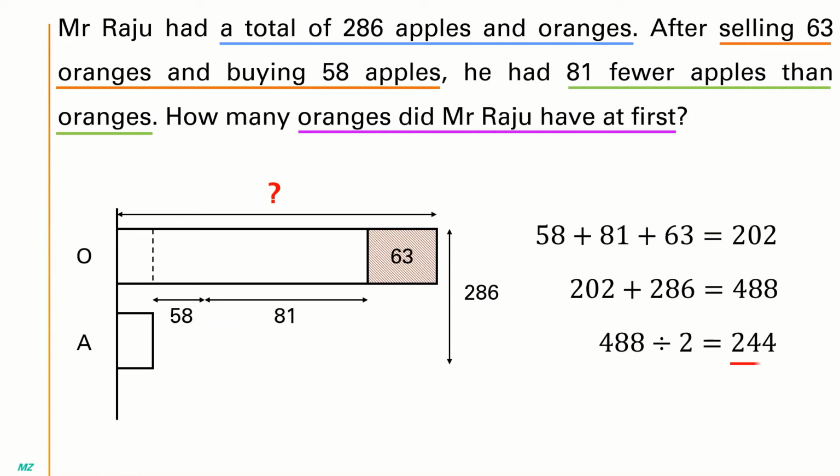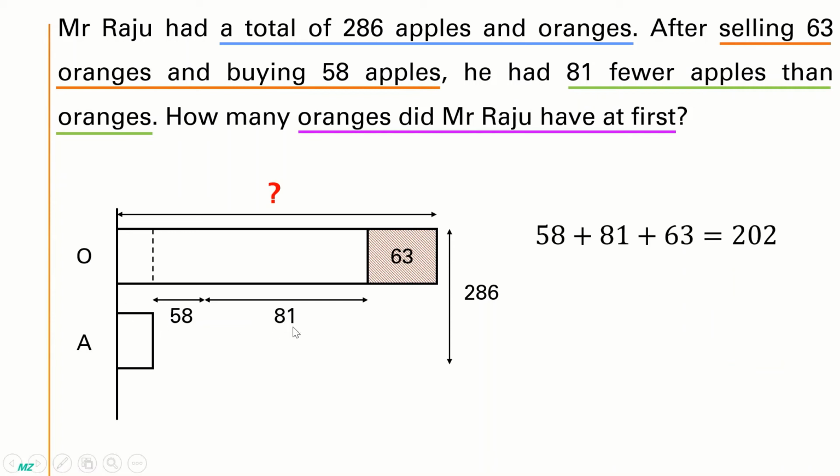Another method is we can take 58 plus 81 plus 63 to get 202. Then we take the total, which is 286, and take away this extra part that the oranges had, the number of oranges here, to get 84. Alright, so both bars or rectangles will be equal once you take away this extra part. Then we divide it by 2 to get 42.